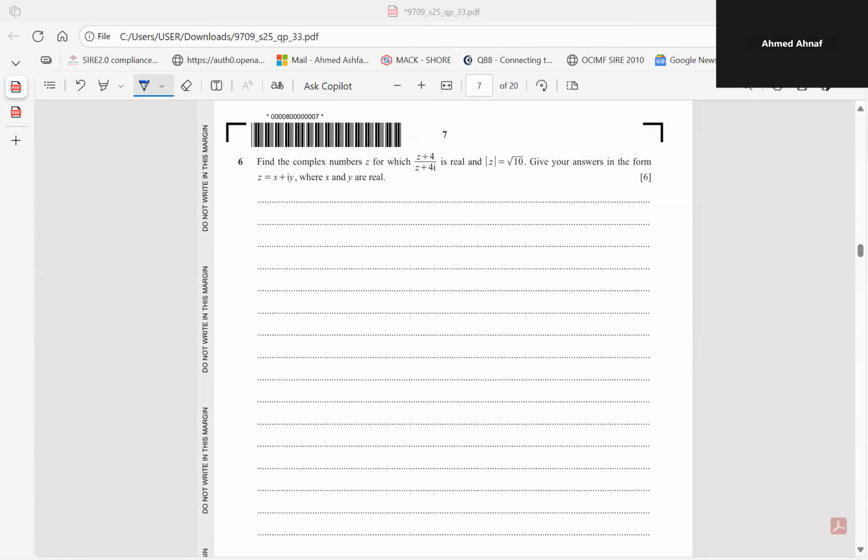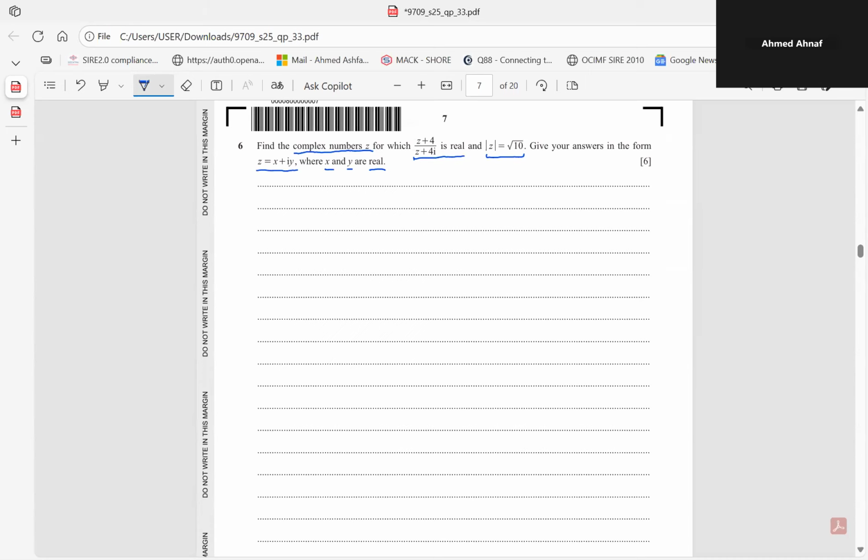Okay, so for this question, we're supposed to find the complex number z for which this expression is real and the modulus of z is equal to square root 10. Give your answers in the form z equals x plus iy, where x and y are real. To solve any complex number equation, you have to let z equal x plus iy. So let's use this first piece of information.